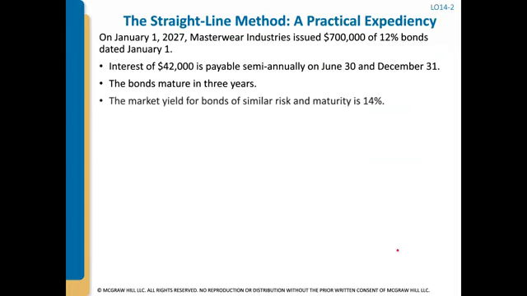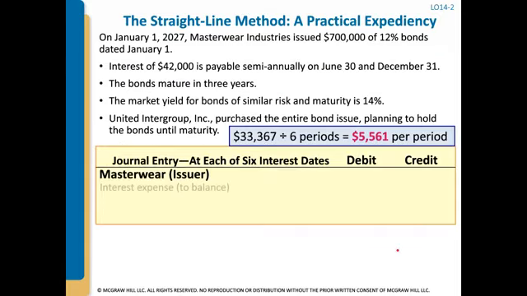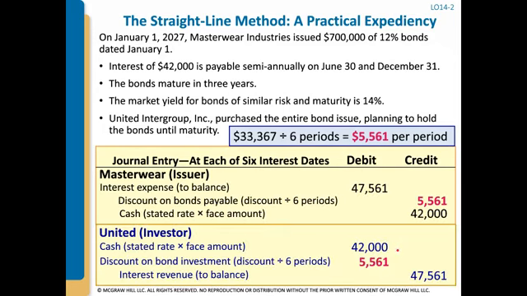Let's just take a look at this also, how the bondholder would record this entry for the 6 periods, every 6 months. So United as an investor, they get cash of $42,000 for the interest. They're going to debit their discount on bond investment account that they had set up when they first purchased the bond. So they're going to debit the discount on bond investment for the $5,561, and then they're going to credit interest revenue to balance out this entry, which is the same as the interest expense recorded by the issuer.